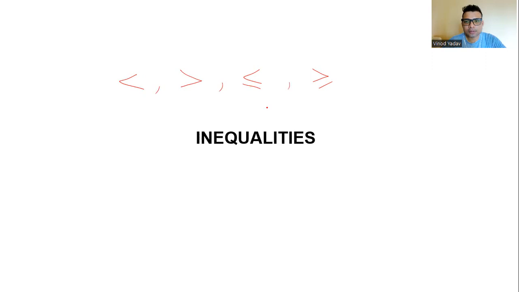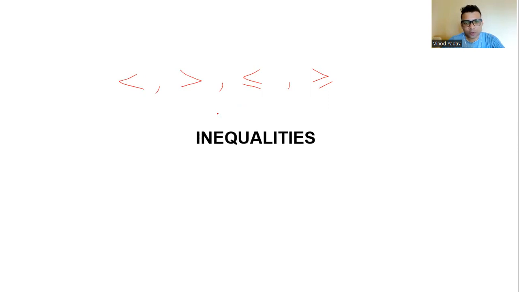Inequality, as the name suggests, means not equal, right? Not equal means you will have symbols like these: less than, more than, less than or equal to, more than or equal to. So mathematical expressions involving these four symbols mainly are called inequations. So we have these four inequality symbols.